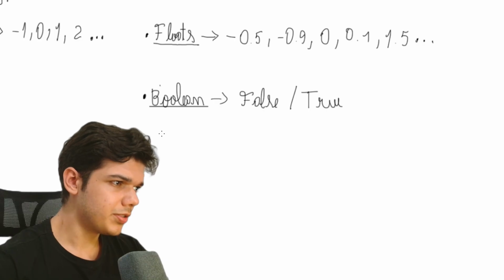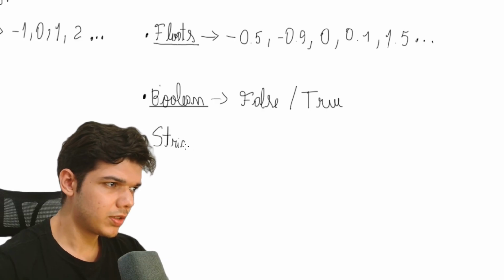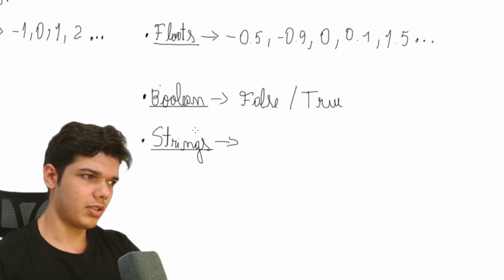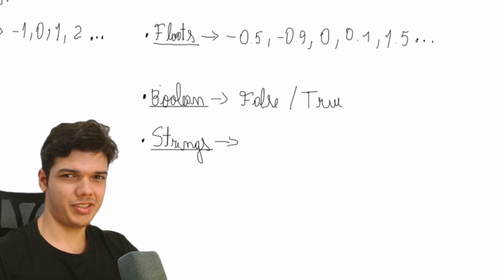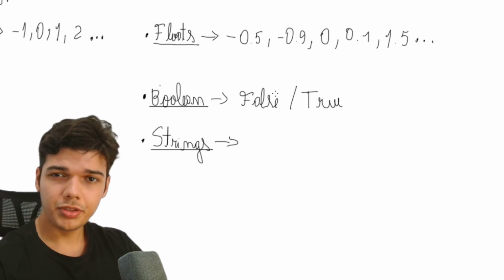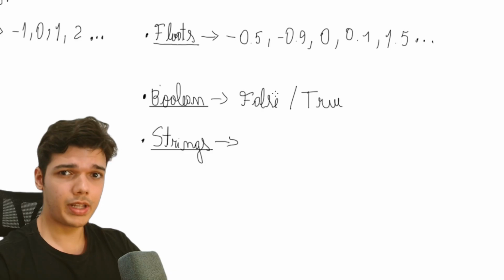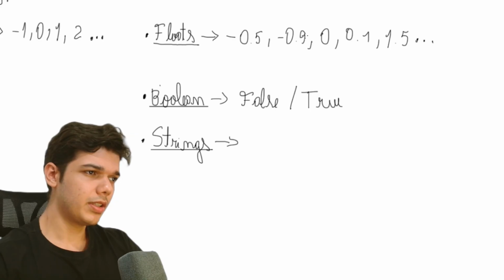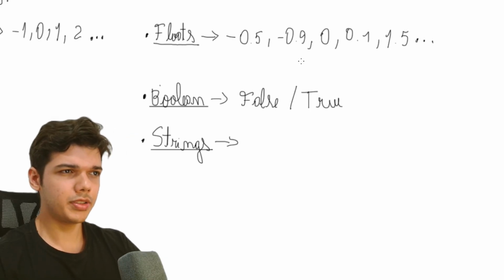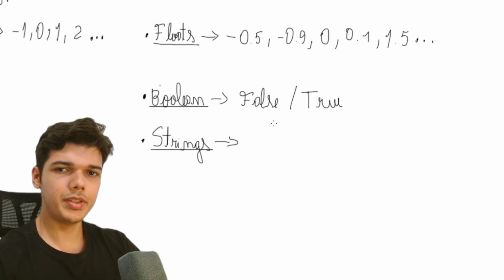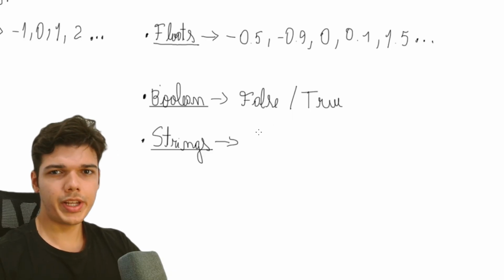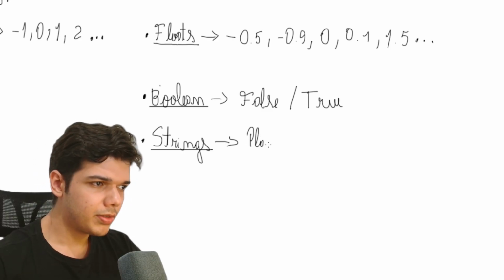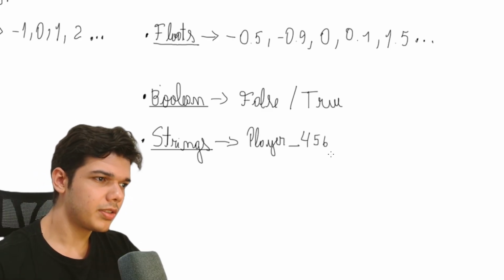Another type are the strings, that are sequences of characters. The word string by itself is a string. It's useful for displaying messages like we did in the last video in the hello world, or storing a player name, storing some place name, anything related to names. I'll put names here like player 4, 5, 6.